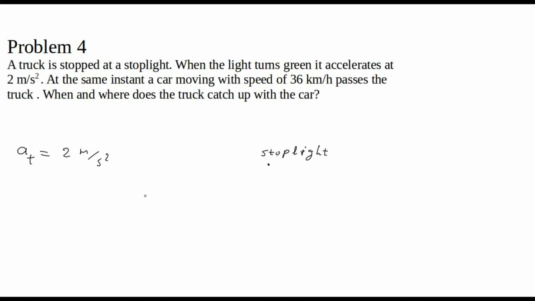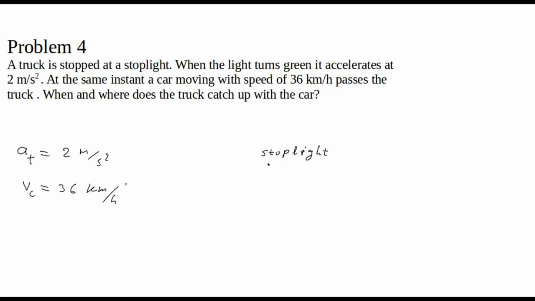At the same instant, a car moving with a speed of 36 kilometers per hour passes the truck. So the velocity of the car is equal to 36 kilometers per hour. Now we are supposed to find when and where the truck catches up with the car.